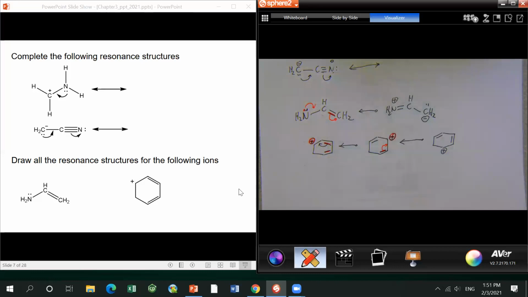So that's a little bit hard chapter, so we'll do a little bit of practice in the discussion tomorrow, so don't worry. Eventually, with more practice, you will learn how to draw the resonance structures. So that's pretty much the class today.